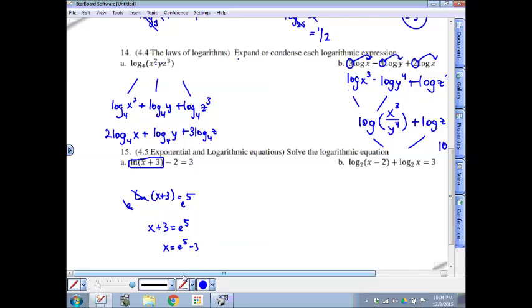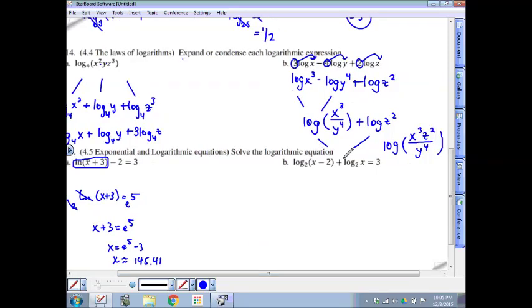I would also like you to plug that into a calculator to give me the approximate answer. So x, if you do e to the 5th, and subtract 3, you're going to get 145.41.